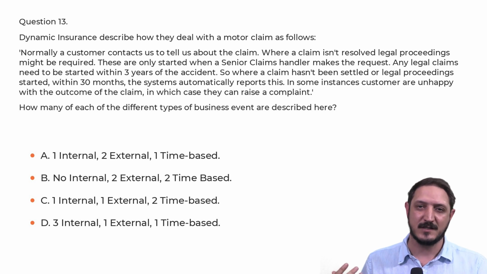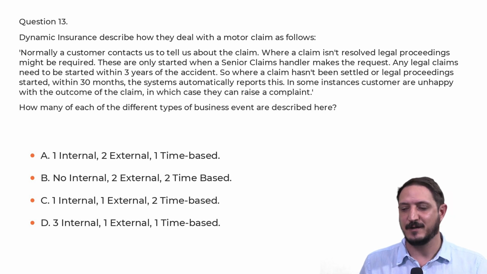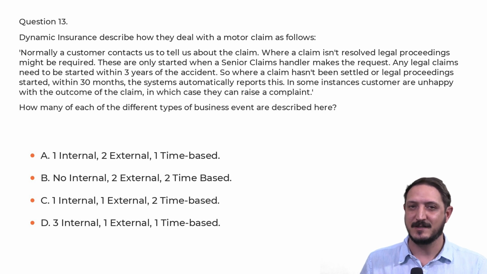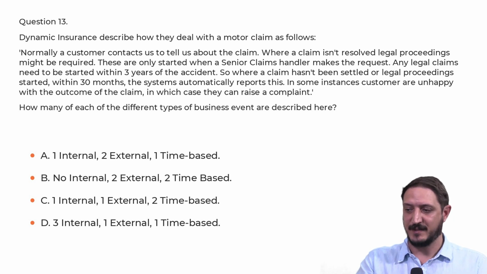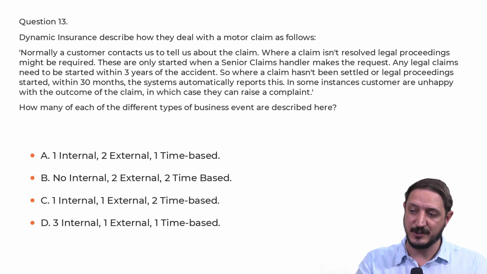But now we have to decide, is it internal to the organization? Is it external? Or is it time-bound? And very clearly, this is an external trigger. It's an external business event that is being described there. So we look at the next statement. It says, where a claim isn't resolved, legal proceedings might be required. So this statement here does not specifically mention any event or any trigger in the process, but it's just giving us some additional contextual information.